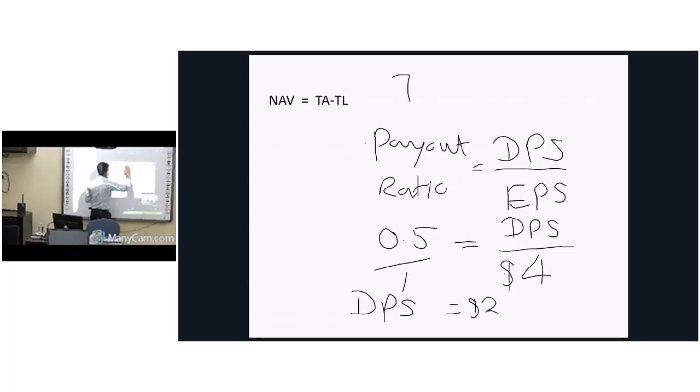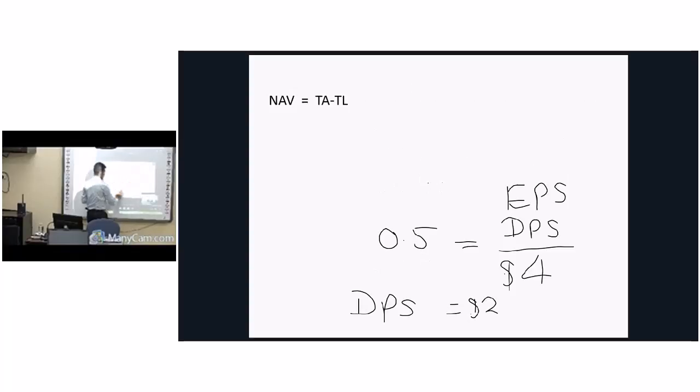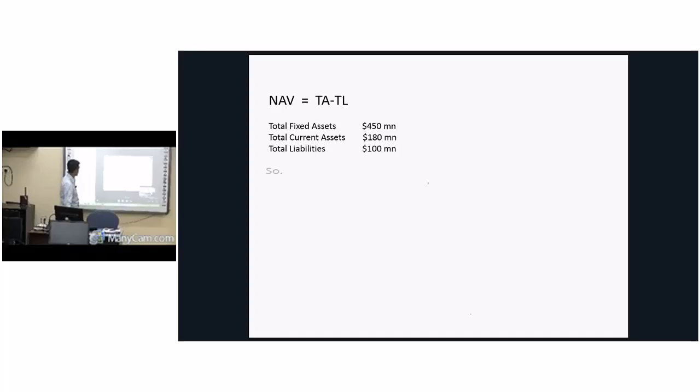I have already presented this in this particular presentation, so you can quickly refer to that also. The asset values, how we arrive at the asset values. So how do you get the net asset value? And then the dividend growth model.